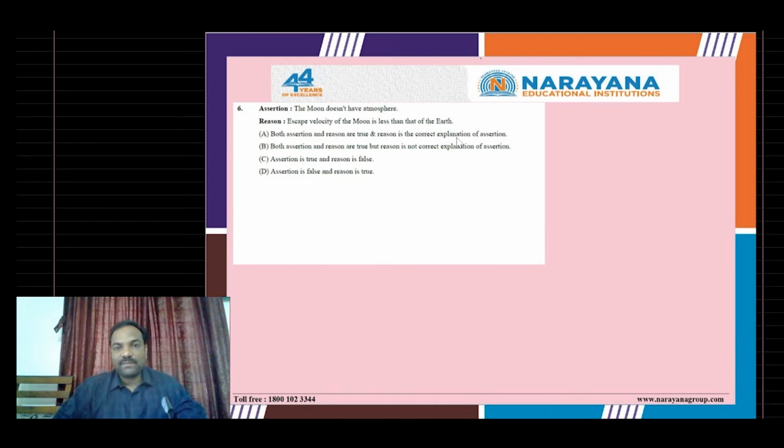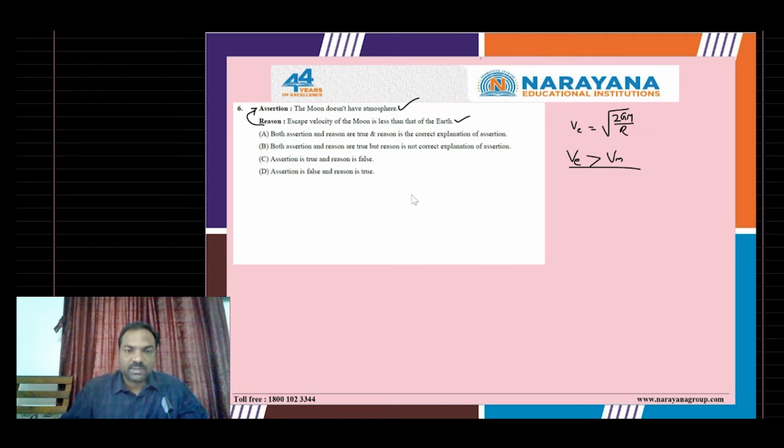Moon does not have atmosphere, and the reason they have given is that escape velocity of the moon is less than that of the earth. Actually, the moon does not have atmosphere. This is a correct statement, no doubt, right? Next, escape velocity of the moon is less than that of the earth. This is also a correct statement. Why? Because if you remember, escape velocity is root of GM by R, so earth escape velocity comes out to be more than moon escape velocity. But this is not the exact reason why the moon does not have atmosphere.